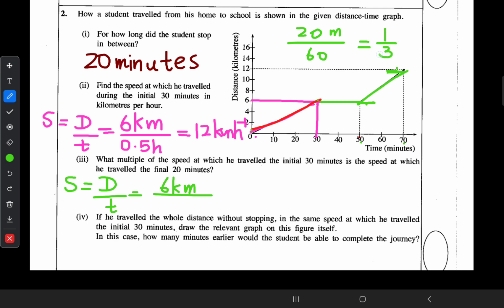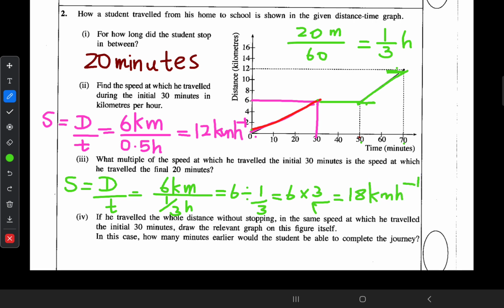Okay, 1 upon 3 hours. So I'll divide this: 6 divided by 1 upon 3 hours. Division means that will become a multiplication. So 6 divided by 1 upon 3 can be made as a multiplication, multiplied by 3 upon 1. So it would be 18. 6 times 3, 18 kilometers per hour.